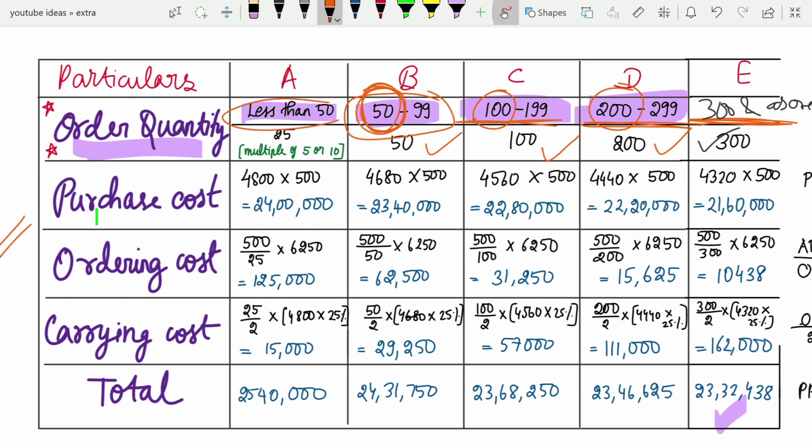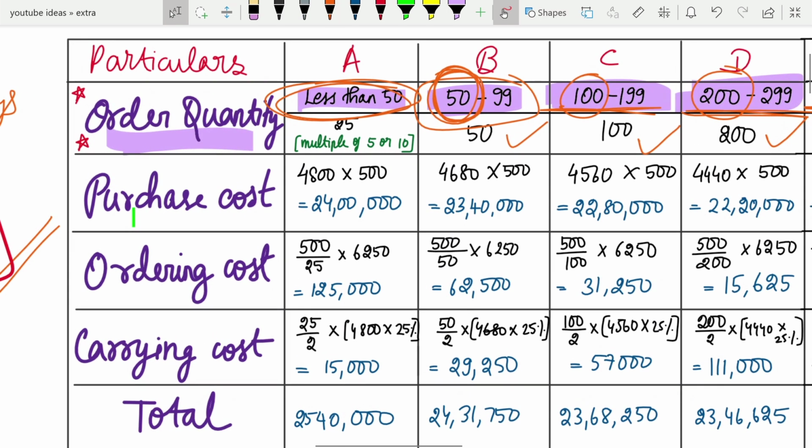Then when you come to less than 50 alone, 0 will be the least. You cannot take 0 and write. So for that alone, what ICI has told you is that you can take a multiple of 5 or 10 which is less than 50 as your order quantity. It starts from 5, 10, 15, 20 and goes up to 45. You can pick any one as your order quantity and write. Here in this case, I have taken 25 as the order quantity. You can take any multiple of 5 or 10 which is less than 50.